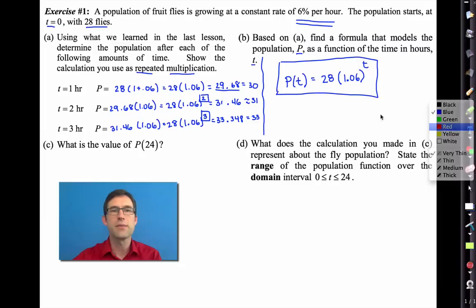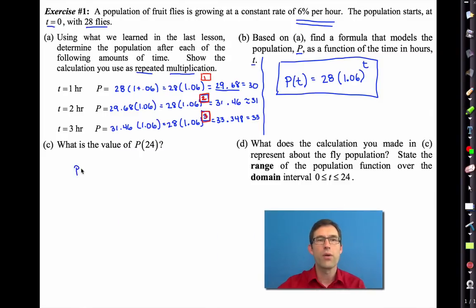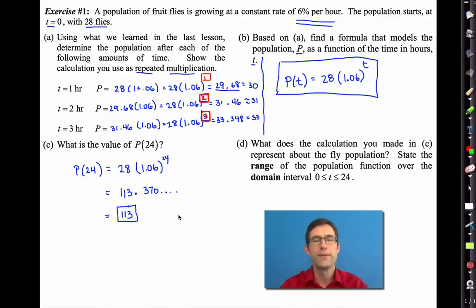And that's exactly what we did. Look, in each one of these cases, let me go in red instead. After 1 hour, we did 28 times 1.06 to the first. After 2 hours, 28 times 1.06 to the second. After 3 hours, 28 times 1.06 to the third. It's simple, right? Let me go back to blue. What's the value of P of 24? Well, that's just using this formula. P of 24 is going to be 28 times 1.06 to the 24th. Enter that into your calculator very carefully, and that's going to give me an obnoxious decimal, 113.370, etc. But we're talking about fruit flies here. It doesn't make sense to say that there are 113.37 fruit flies. We're going to say there's 113.